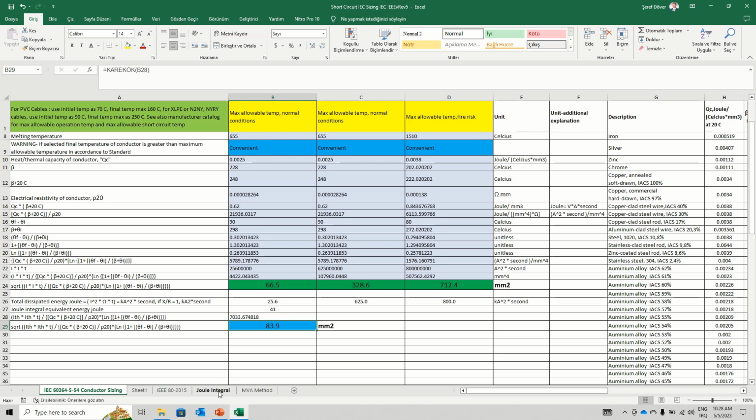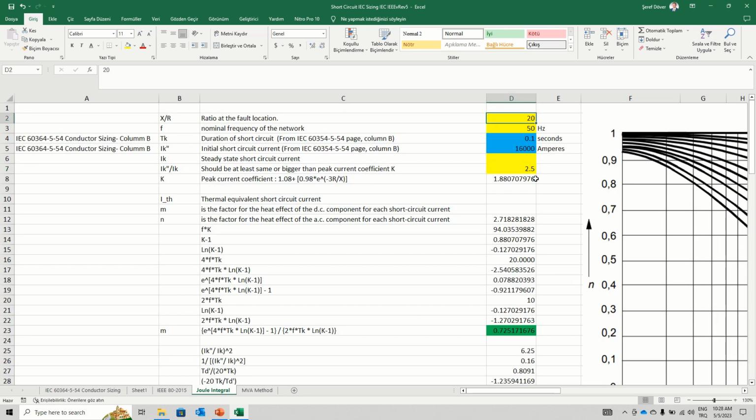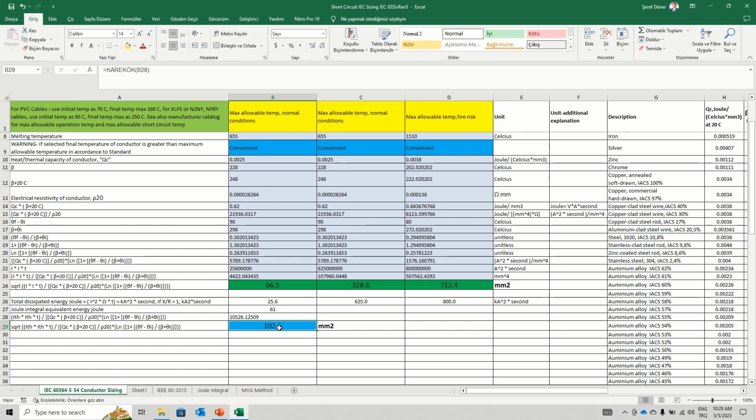Let's come through again to the Joule integral page and increase the X over R ratio. By the way, please keep 66 and 83 in your mind. Let's make it 60. We are in front of a very big power transformer like 400 MVA, 500 MVA. Then our X over R ratio is 60. And do you see? Right now, the Joule integral result is 102 millimeters square, nearly double.